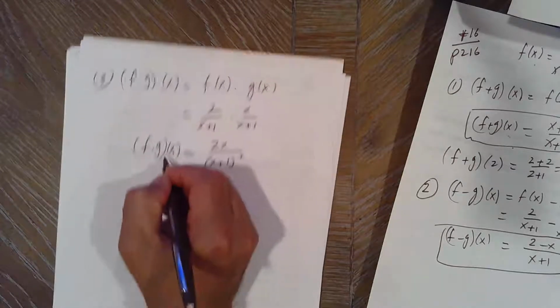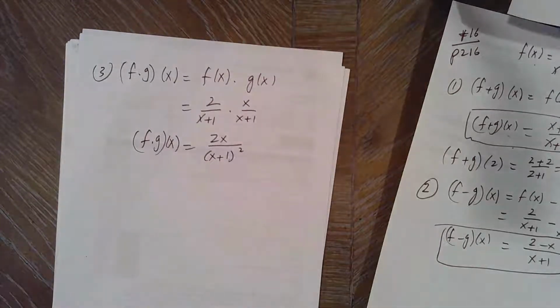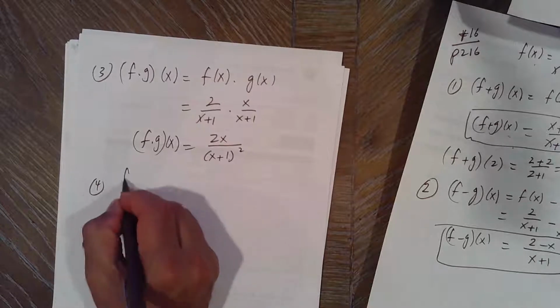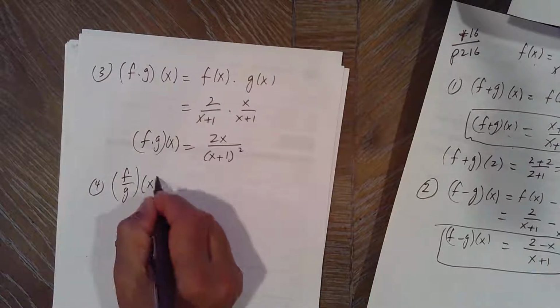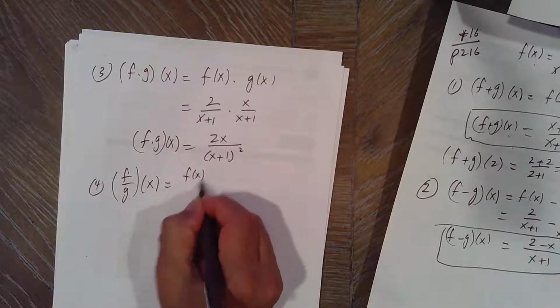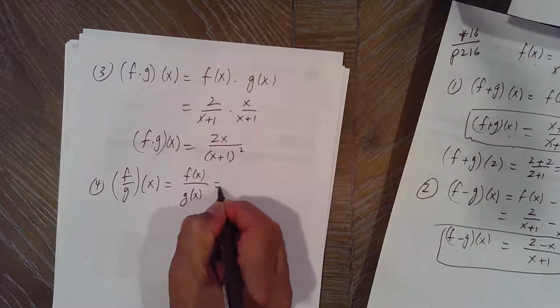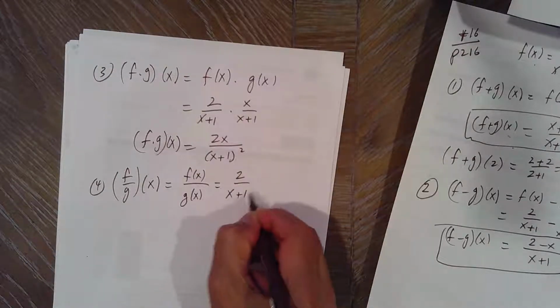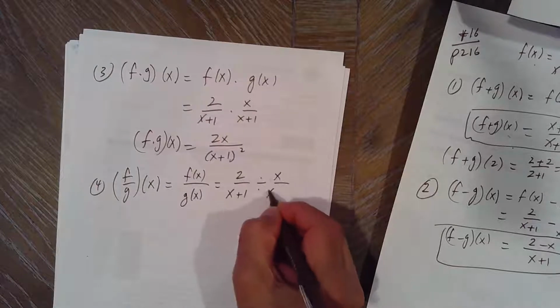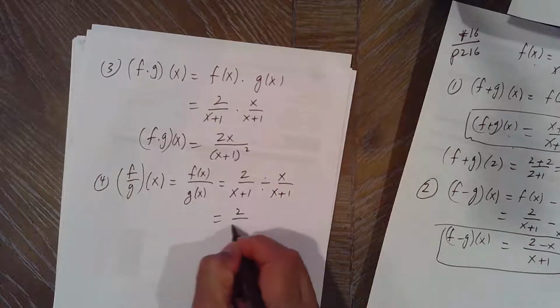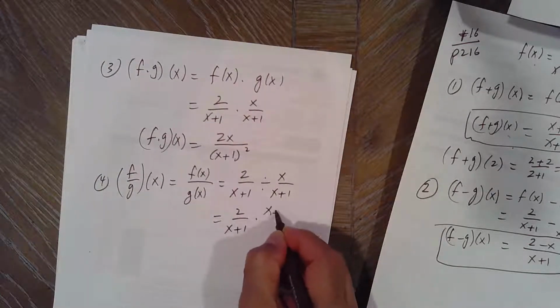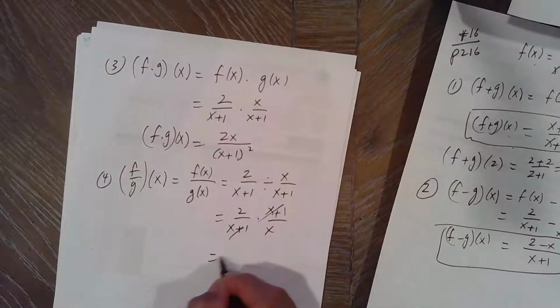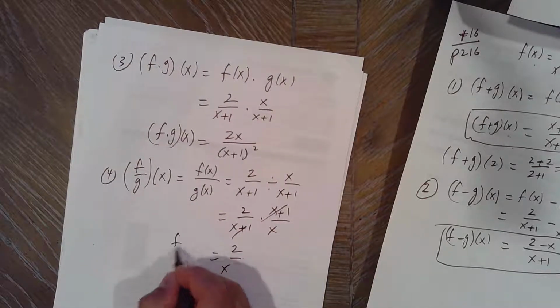Okay, and then finally f over g of x. It's f of x divided by g of x, which is 2 over x plus 1 divided by x over x plus 1, which is multiplying by the reciprocal, which is 2 over x.